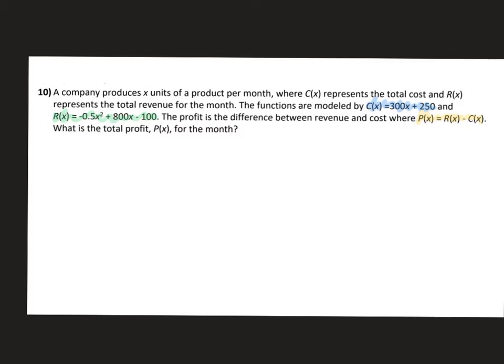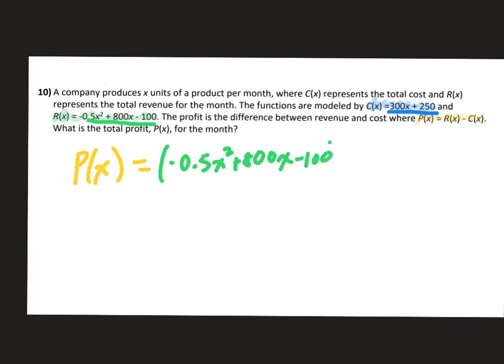Oops, let me do it in green. This expression minus this expression, C of X. Okay, so let's write that out. Let's actually substitute those expressions in. So P of X is going to be equal to R of X, which is negative 0.5x squared plus 800x minus 100 minus, right, C of X, this blue expression over here, so 300x plus 250.